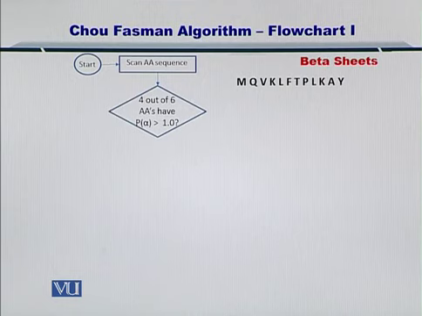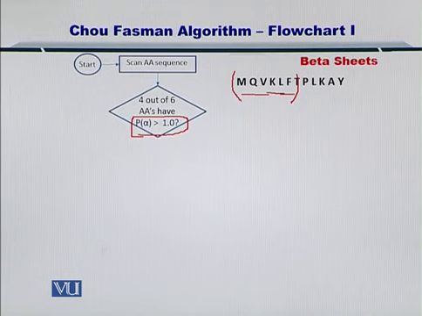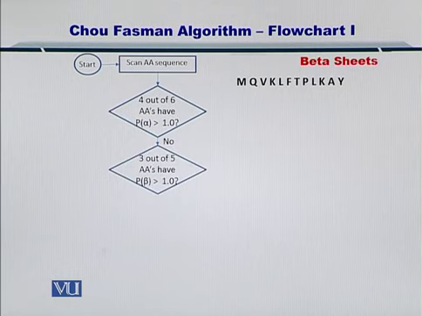Okay, so if you meet 4 amino acids out of any 6 that have a propensity for alpha helix greater than 1, that is, let's take these 6 amino acids, and if the propensity of any 4 of them is greater than 1 for alpha helices here, in that case, you need to evaluate them for forming an alpha helix.